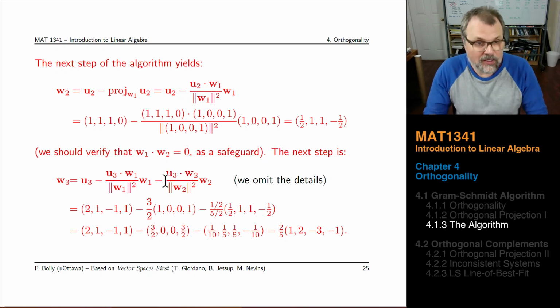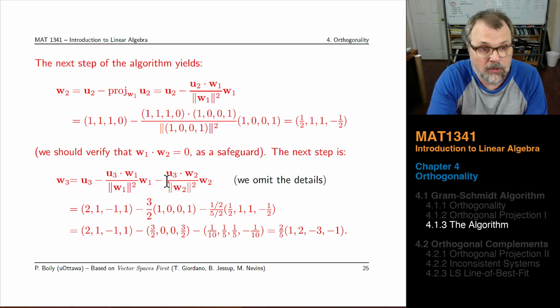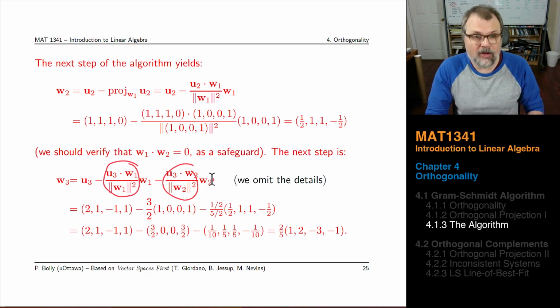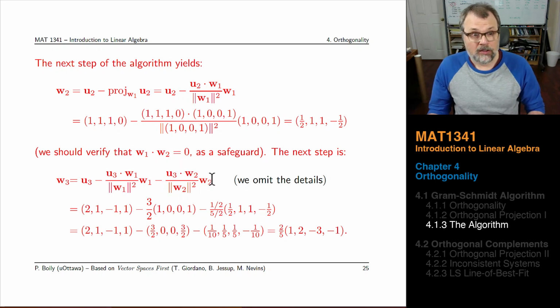So both of these numbers here are scalar multiplication with the vector W2. I'm not writing out the details, it's just computations. I want you to do them. Don't just take my word for it. And you're going to get the following expression: 2/5, 1, 2, minus 3, and minus 1. And so that will be your W3.